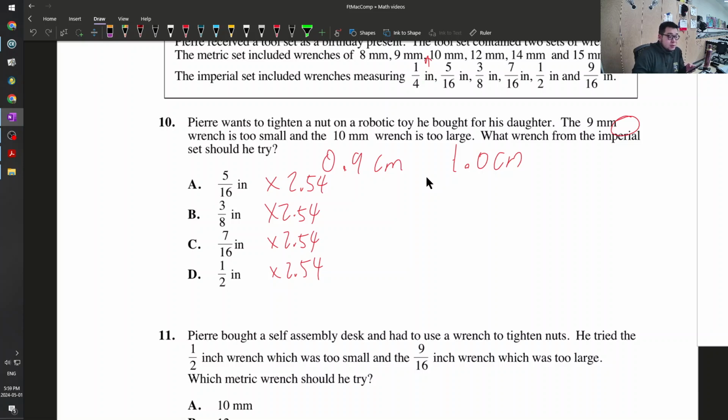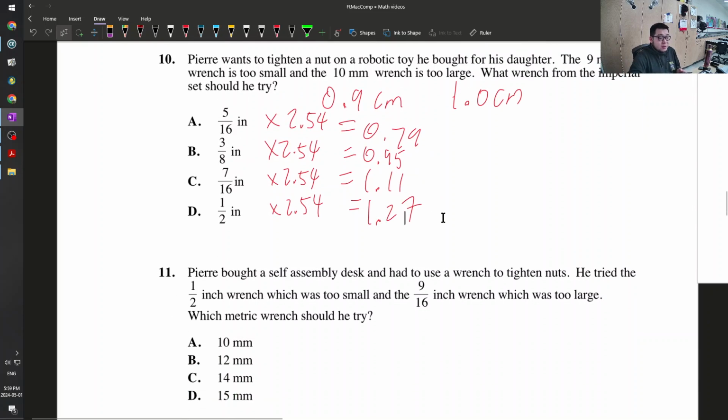So this one is 0.79379, not good enough. 0.95, this one is good. We do the other ones just because. 1.11, too big. 1.27, definitely way too big.